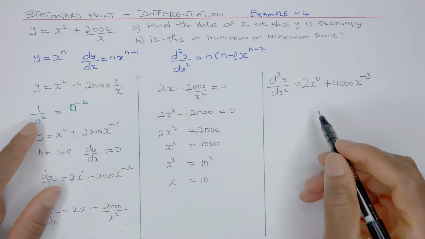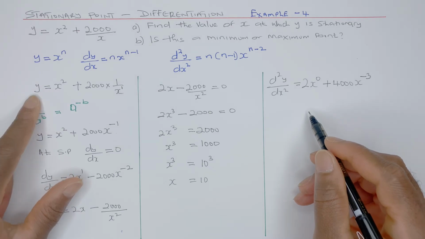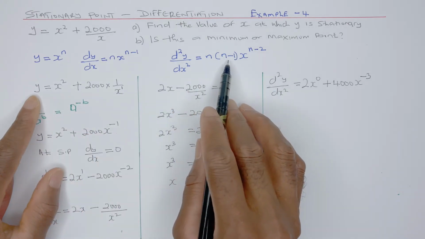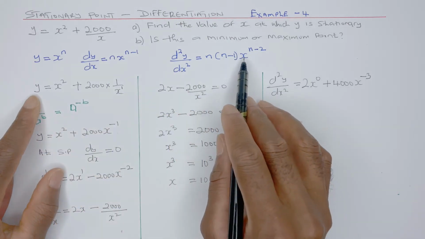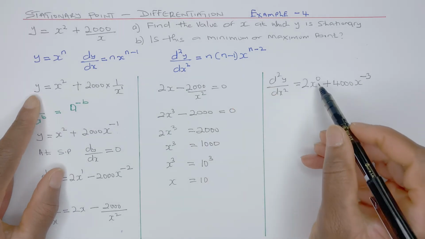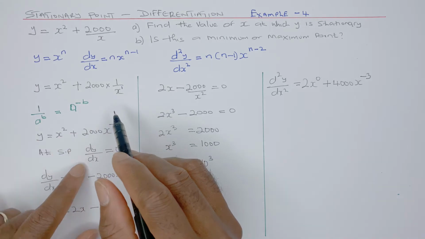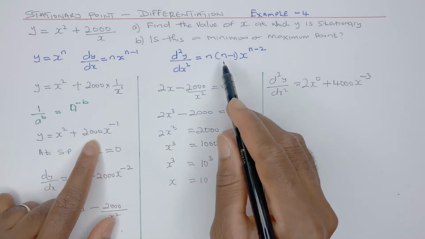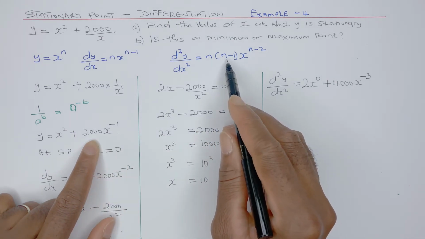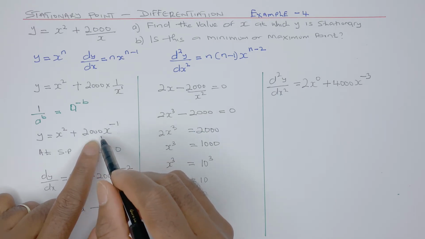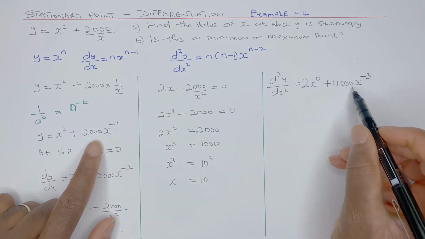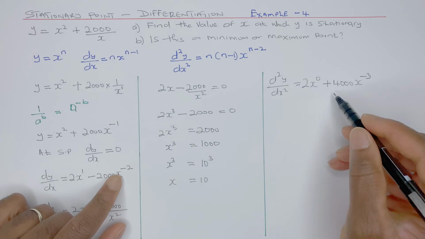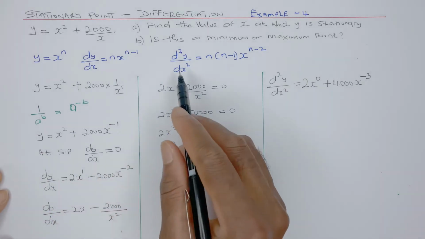Or we could differentiate it right from there. 2 times 1, that's 2, and then x to the power 1 minus 1 is 0. Plus, well, we know the same thing here. Minus 1 times 2,000 is minus 2,000. Minus 1, that's minus 2. Minus 2 times minus 2,000 is plus 4,000. Then you get minus 1 minus 2 is minus 3. So yes, you'll get the same thing if you go straight and do that.